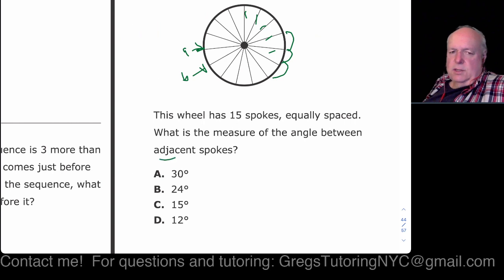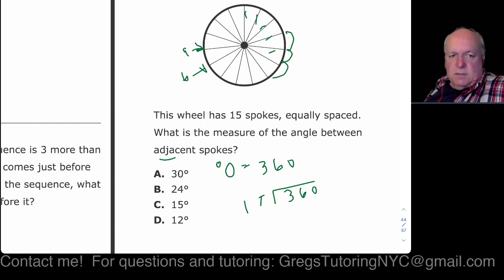All right, so you should know that the number of degrees in a circle is equal to 360. And all it's asking you to do is take 360 and divide it by the number of equally spaced little slices there. Between two spokes creates a slice. So that means they're asking you basically, what is this angle? What is that angle? And so on for all 15.